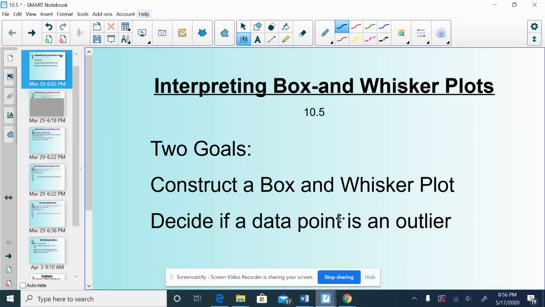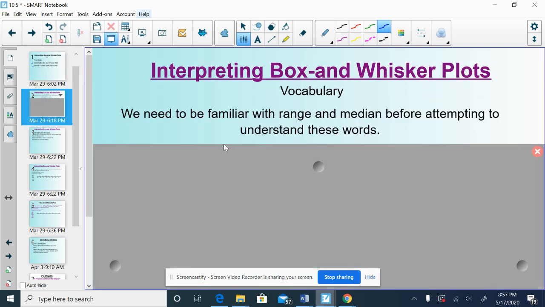This is section 10.5. We have two goals for today. One goal would be to be able to construct a box and whisker plot, and the other one is we want to decide if a data point is an outlier. We do have some terms. We have gone over these in a previous video, but let's go over them again just to be sure.